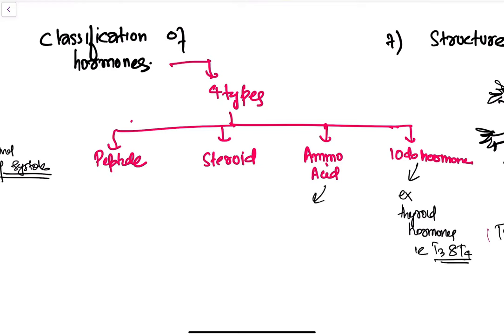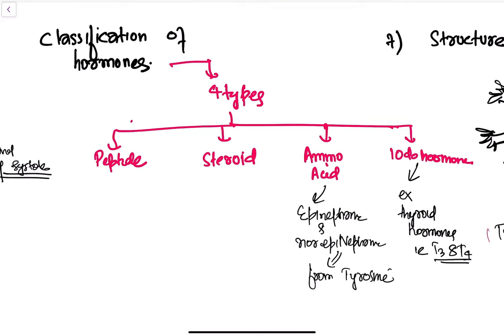These amino acid derivatives include epinephrine and norepinephrine. The important examples are epinephrine and norepinephrine, which we also know by the name adrenaline and noradrenaline. And they are derived from the amino acid tyrosine.